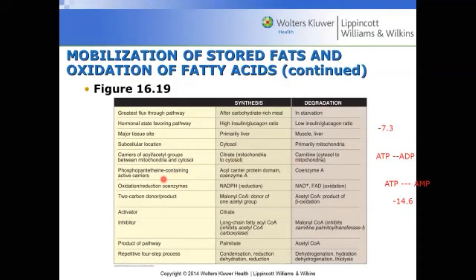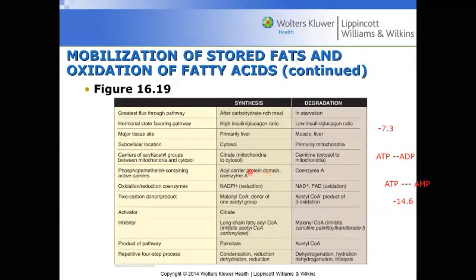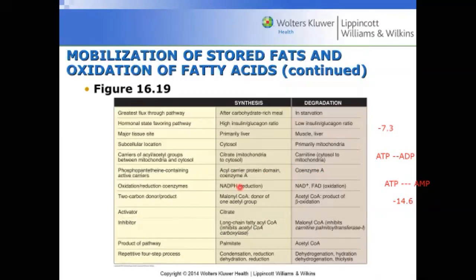الفوسفو بانتيثين كونتيننج اكتيف كارير، شو معنى هذا؟ اللي هو الاي سي بي ار اللي موجود على الفاتي اسيد سينثيس انزيم. اوكي. It will be acyl carrier protein domain الموجودة على الانزيم وهي تحتاج إلى coenzyme A. بينما هون إحنا فقط بحاجة إلى coenzyme A in order to activate the degradation process. ما بدنا انزيم كبير، ما بدنا arm. The oxidation reduction will be assigned to NADPH as a reducing agent with synthesis. بينما هون هذول بكون عبارة عن oxidizing agent اللي هم NAD والFAD.